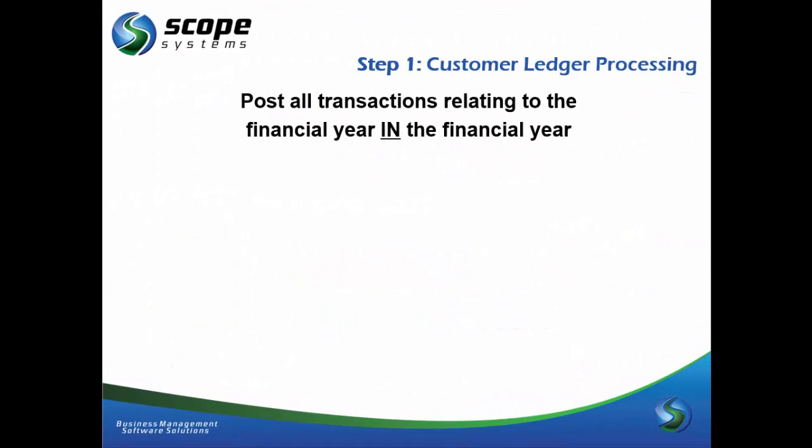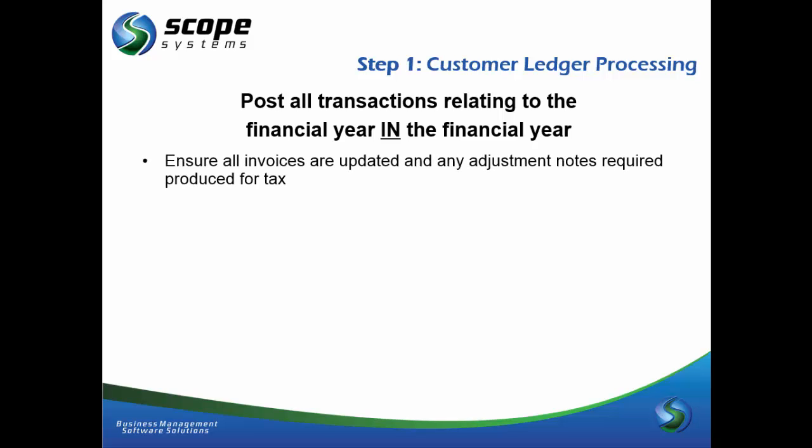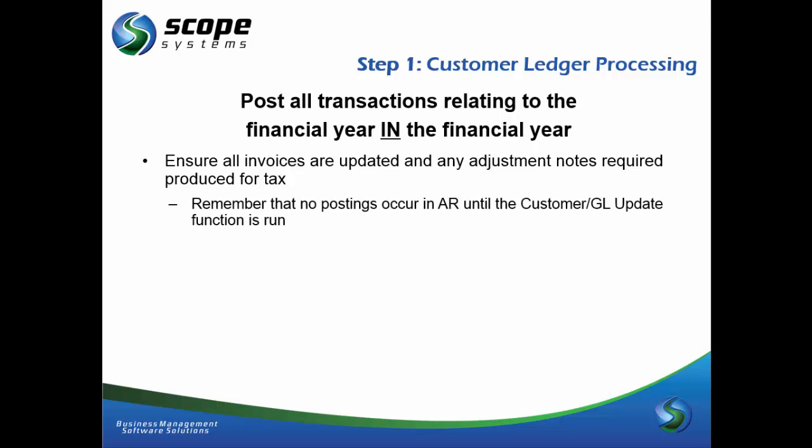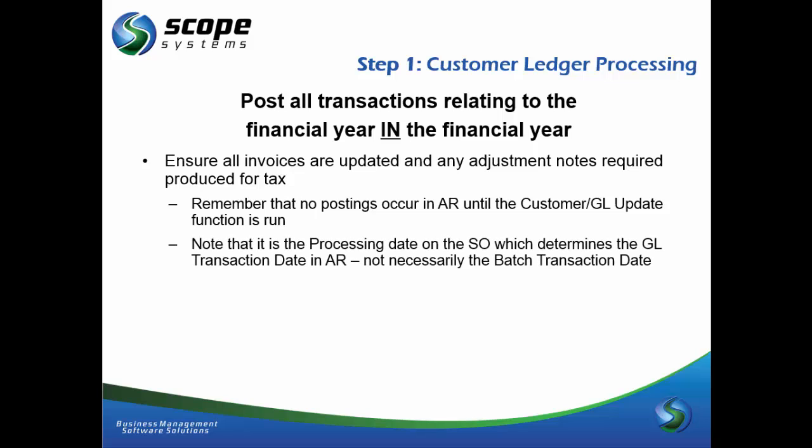Debtors. Step 1. Customer ledger processing. Post all transactions relating to the financial year in the financial year. Ensure all invoices are updated and any adjustment notes required are produced for tax. Remember that no postings occur in the AR until the customer general ledger update function is run.